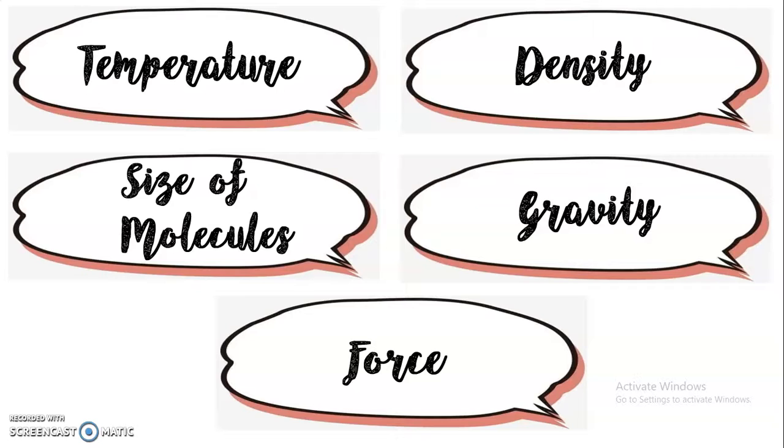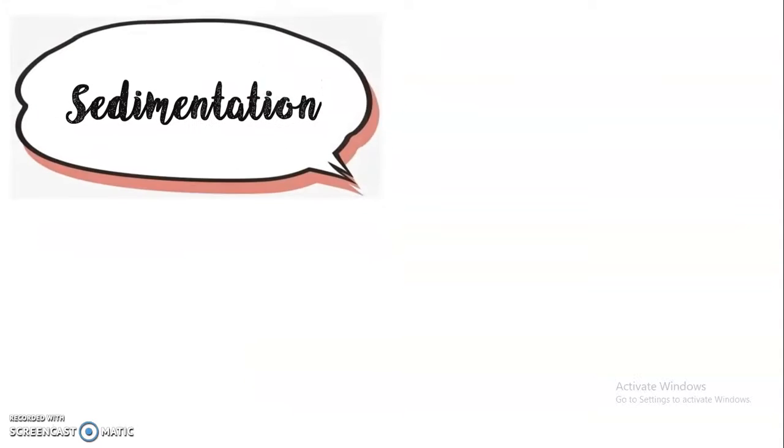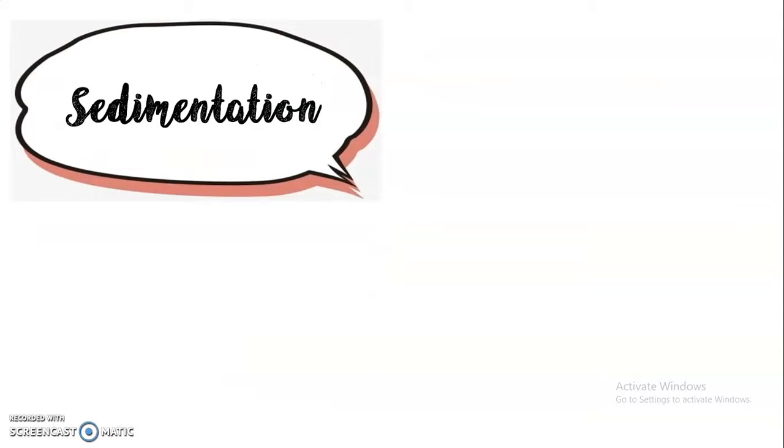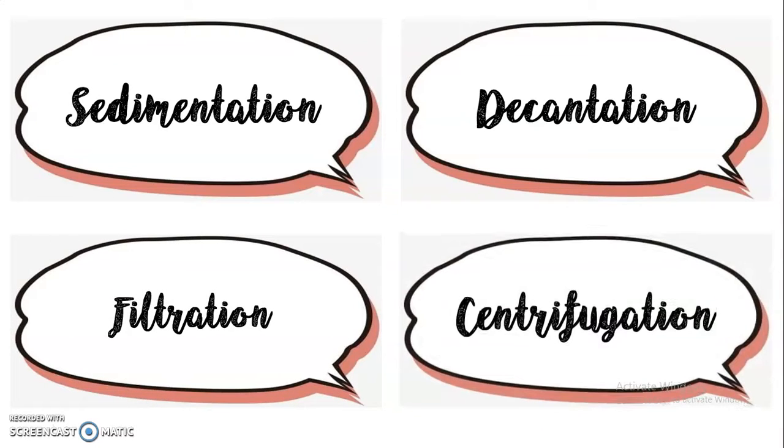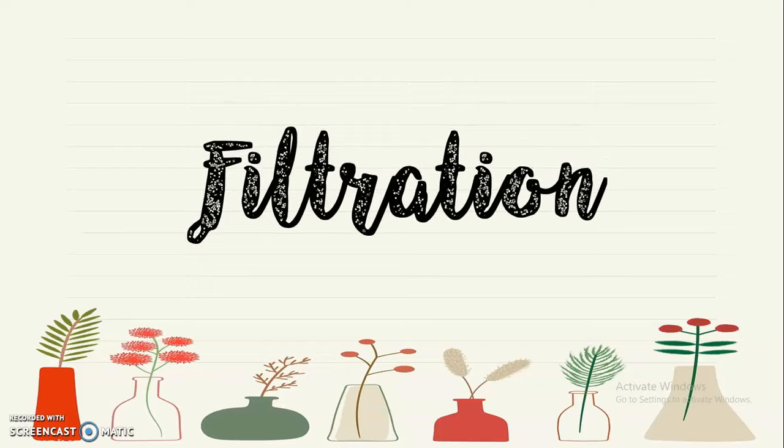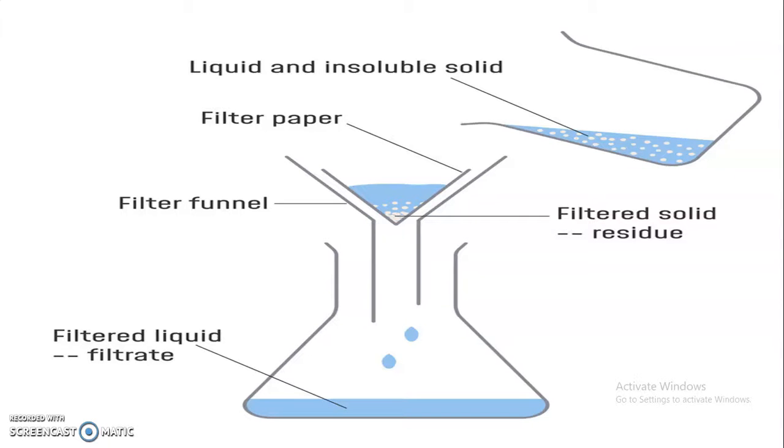The techniques most often employed in separating solid-liquid mixtures are sedimentation, decantation, filtration, and centrifugation. Let's discuss first filtration. Filtration requires the use of a filter, which can be a piece of cloth or any other porous material that will allow a liquid to pass through it. The process of filtration separates suspended solids from the filtrate or liquid as it passes through a filter.